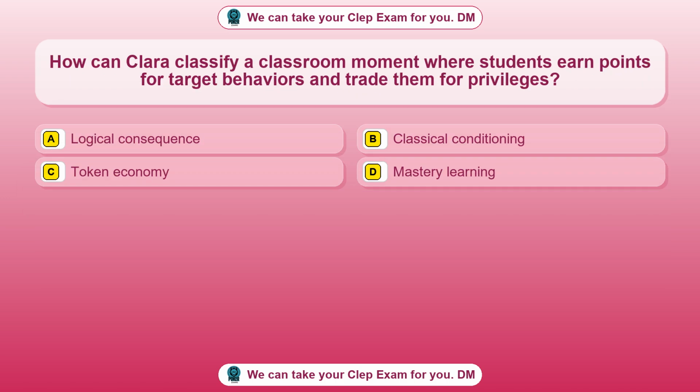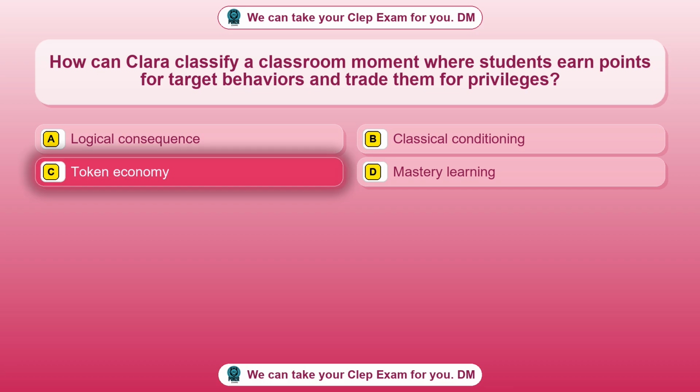Question 72. How can Clara classify a classroom moment where students earn points for target behaviors and trade them for privileges? Option A, logical consequence. Option B, classical conditioning. Option C, token economy. Option D, mastery learning. The correct answer is option C, token economy.